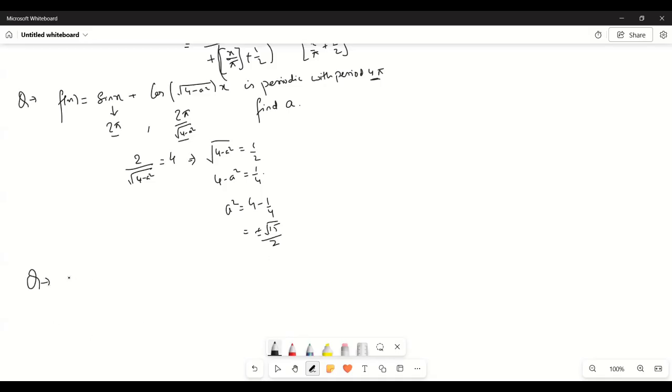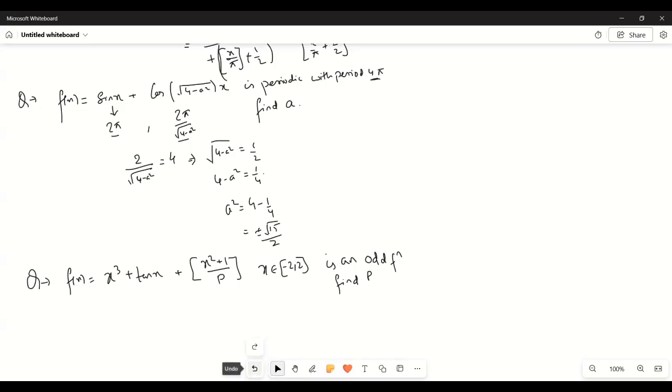Okay. Next question. If a function fx is defined as x cube plus tan x plus mod of x square plus 1 by p for x lying between -2 to 2 is an odd function, find p. Find the range of values of p.